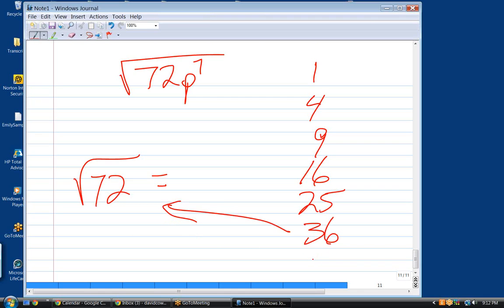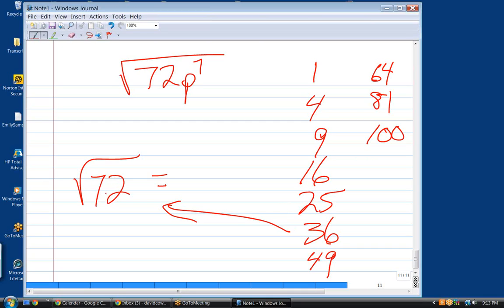7 squared? 7 times 7 is 49. Okay. 8 squared? 64. 9 squared? 81. 10 squared? 100. Okay. Those are your perfect square numbers, and it's good to know these, because we need to find one that divides into this.